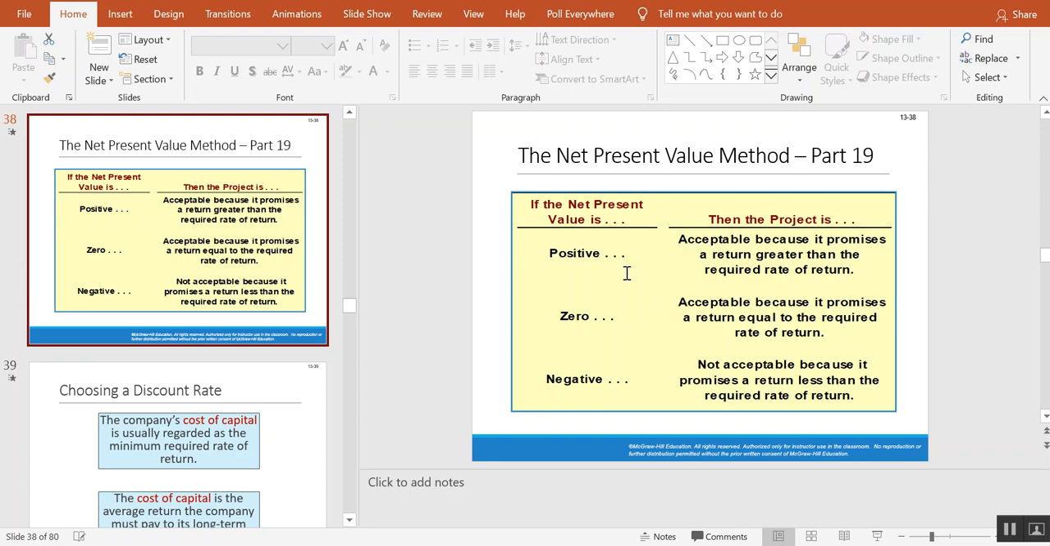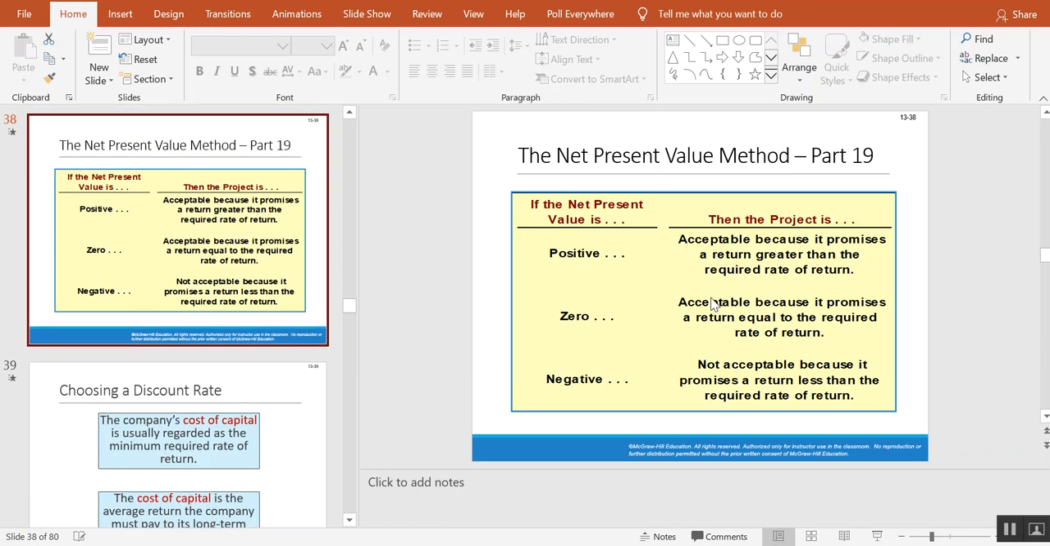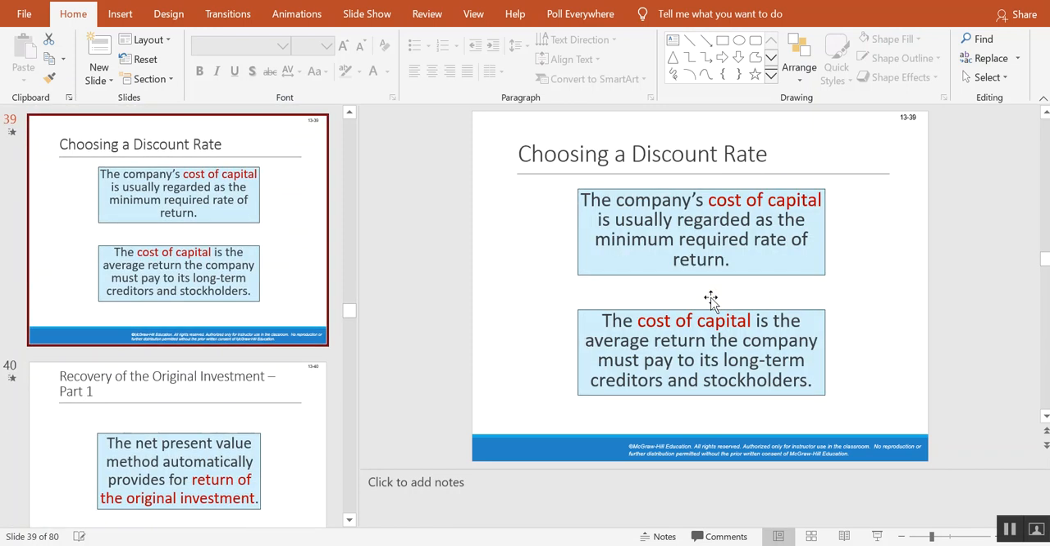So one of the very good things about the net present value method is that we really do a detailed analysis, and we do compare it to the rate of return that we require. So I don't want to spend much time with that. So a couple of things that we need to consider.